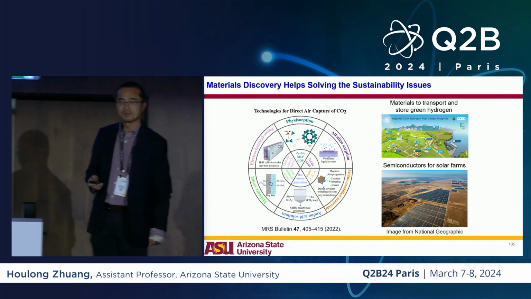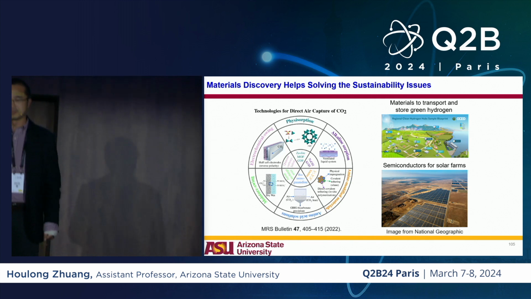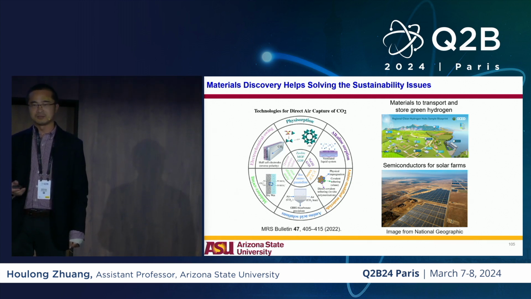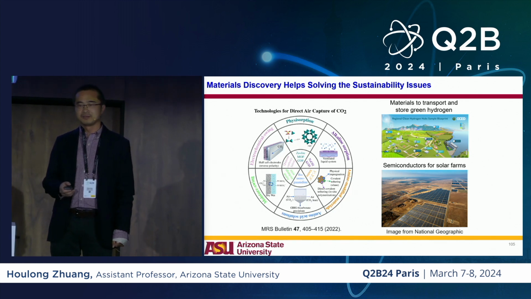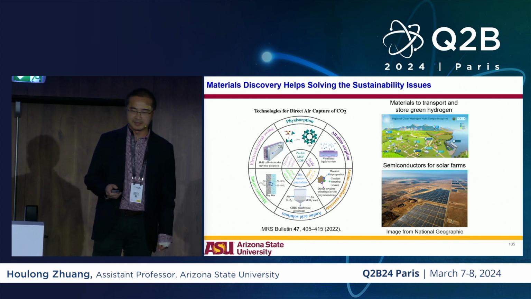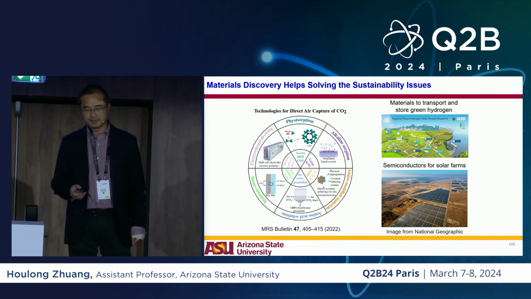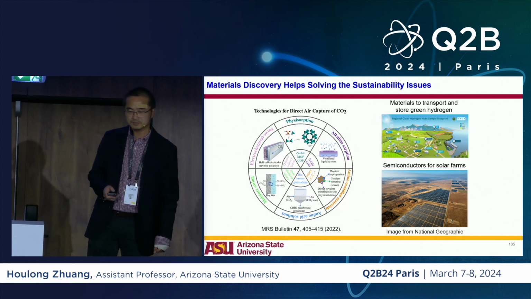What my group is doing now is trying to discover new materials to help solve these issues. For example, we try to discover new materials that can capture carbon dioxide from the atmosphere. As you can see from the next picture, there are so many candidates. There can be some liquids and some solids that can help capture carbon dioxide.